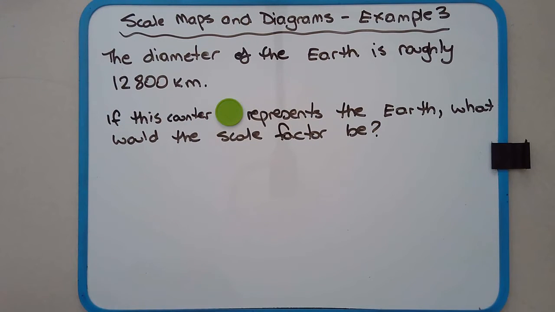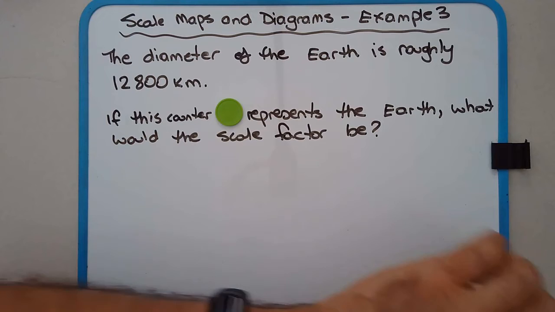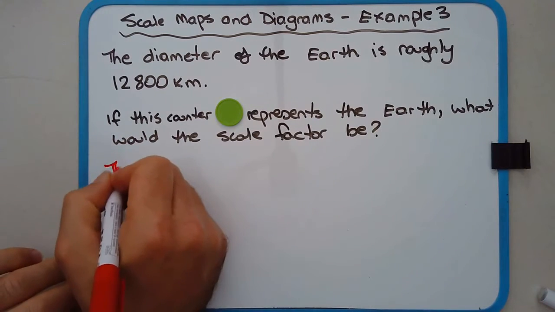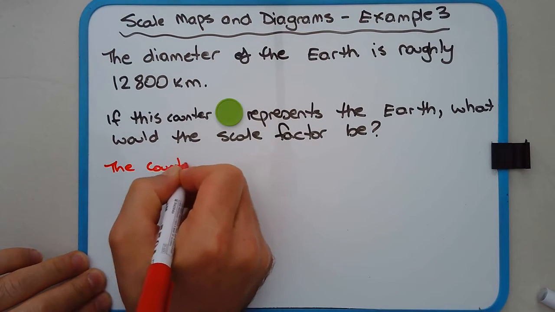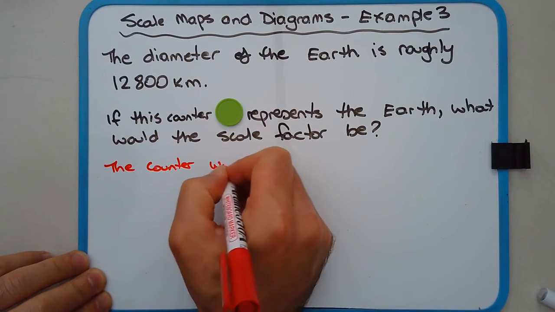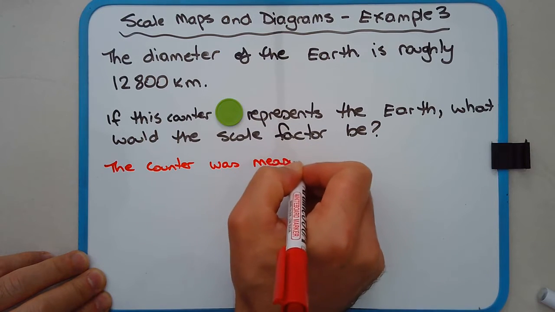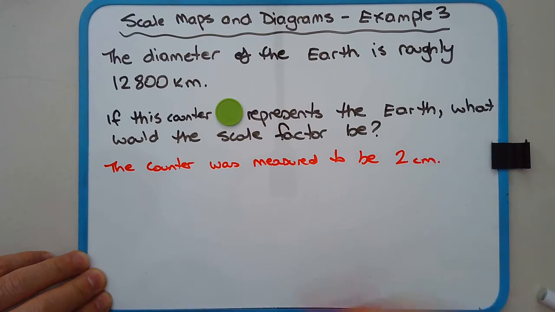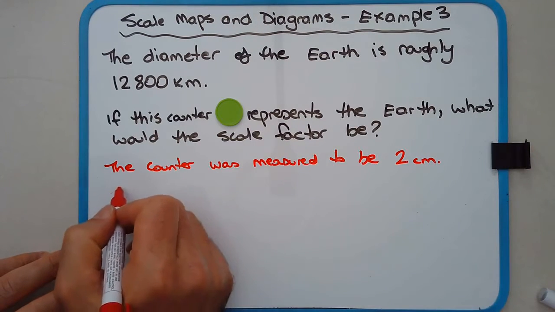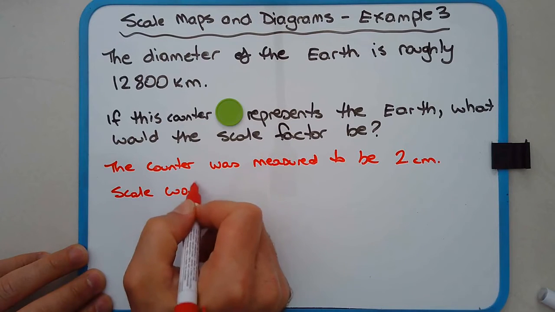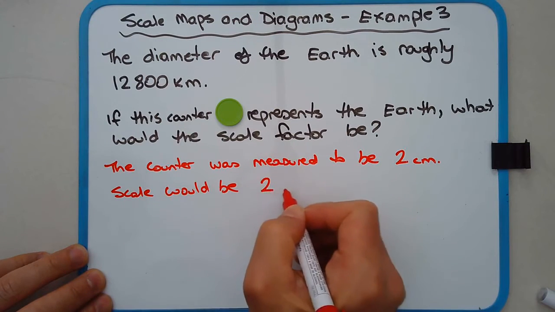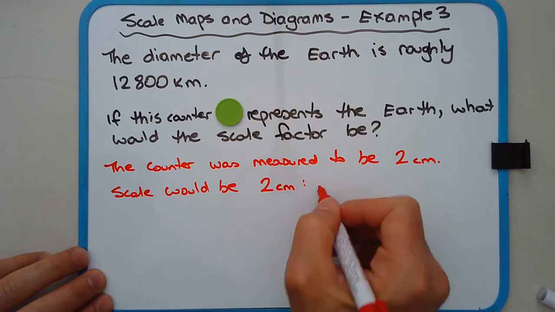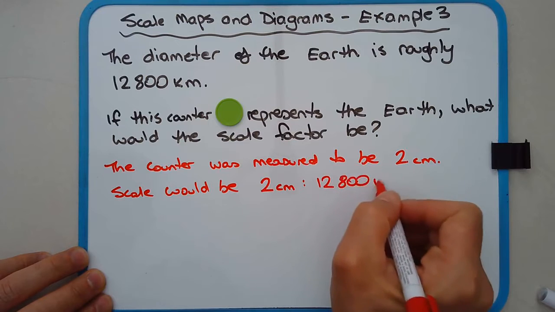All right, now let's have a look at the solution. So the counter measured to be 2 centimeters. So the scale would be, we can make sure we put the units this time, 2 centimeters to 12,800 kilometers.